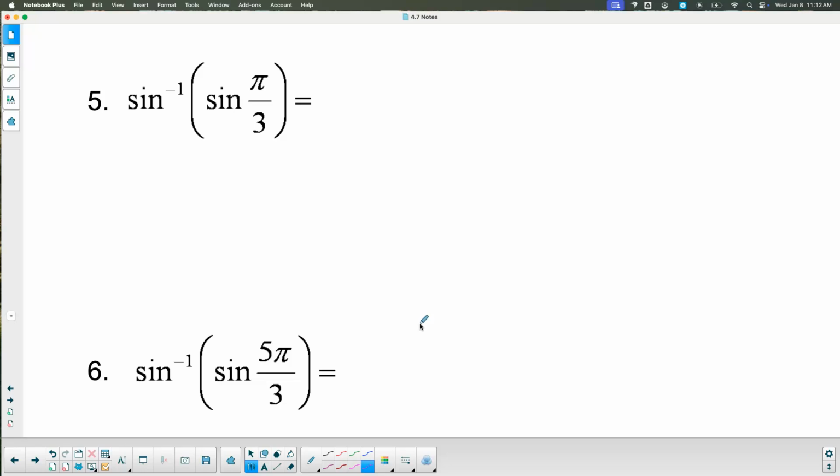Just looking at number 5, what should it be? Pi over 3, right? Okay, let's check it. The sine at pi over 3 is root 3 over 2. And then the inverse sine at root 3 over 2 is pi over 3.